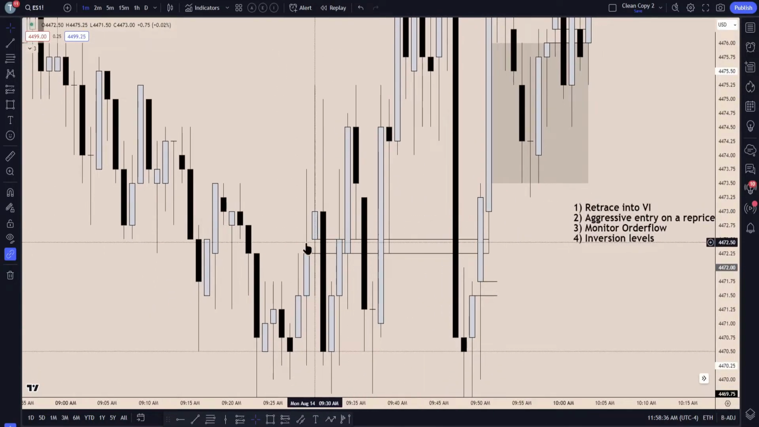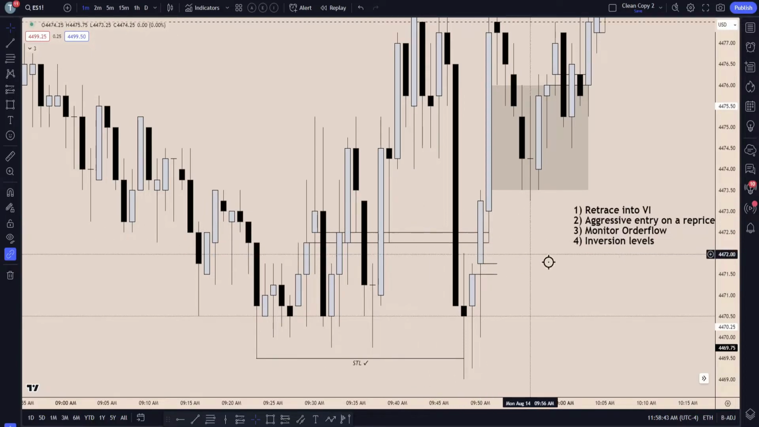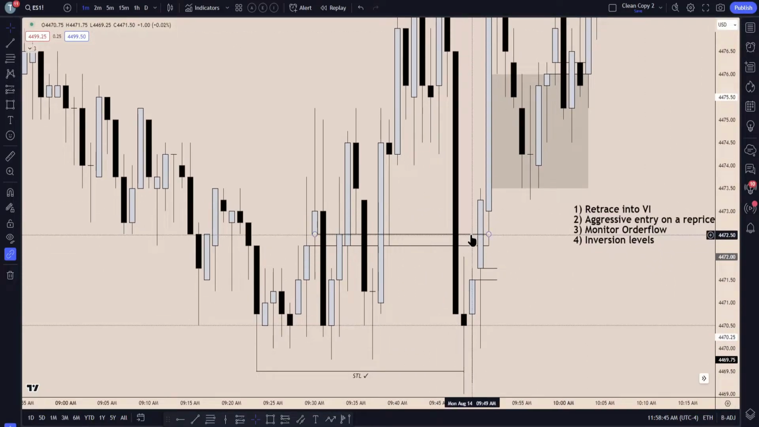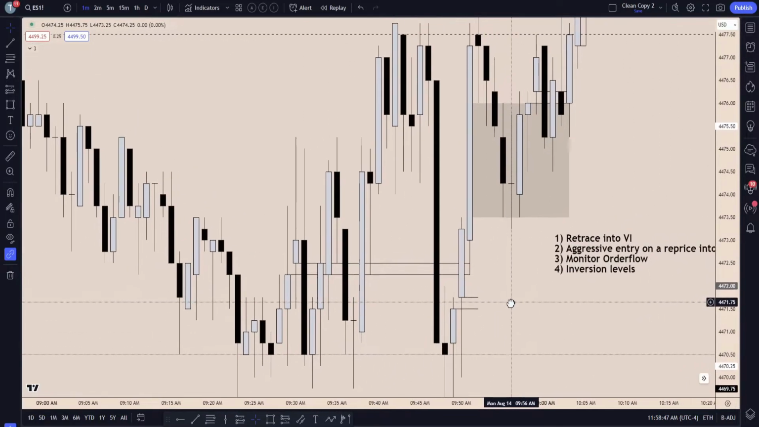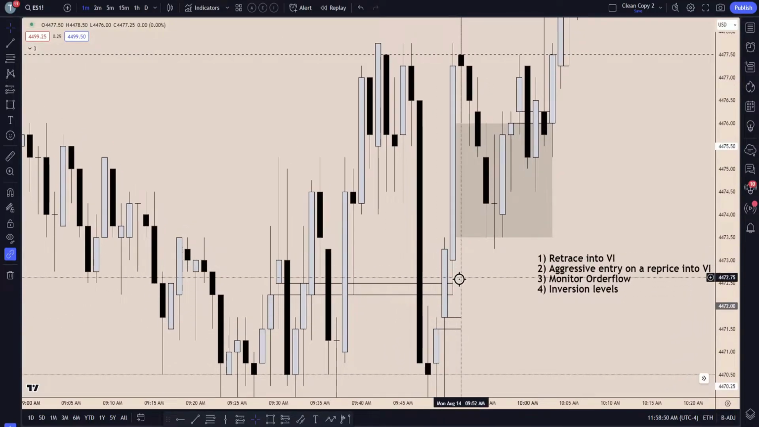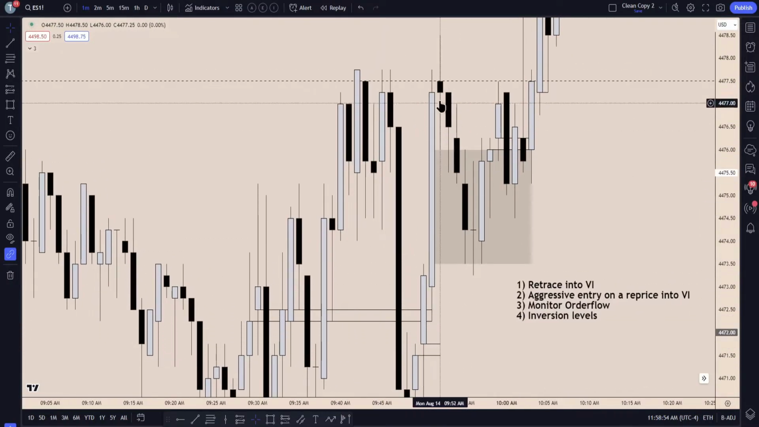So you can use these volume imbalances, they cut through candles. That's another thing, it's not a one and done thing. If price is near them and we understand that price is going to reference them, we continue to utilize them. And as you see here, perfect precision. Wick into the low, just like we did here, before running higher.